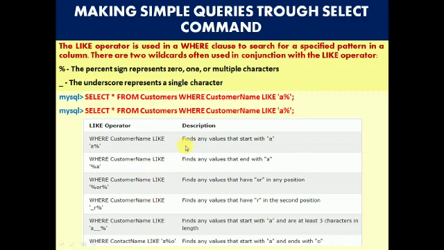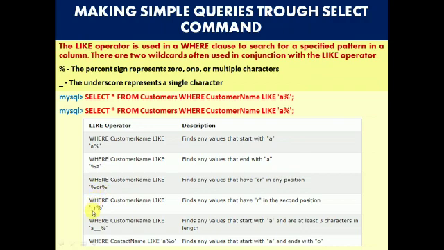For example, if I want to search for all the values which start with a, I can write a percentage. If I want to search for all the values which end with a, then it should be percentage first and then a. This means initially you can have any number of characters and then a at the ending. Similarly, if I want to search for all the names in which OR comes anywhere, I can use percentage or percentage.